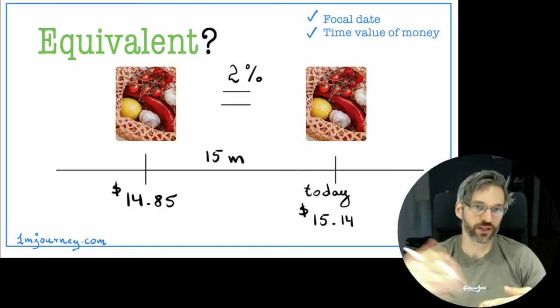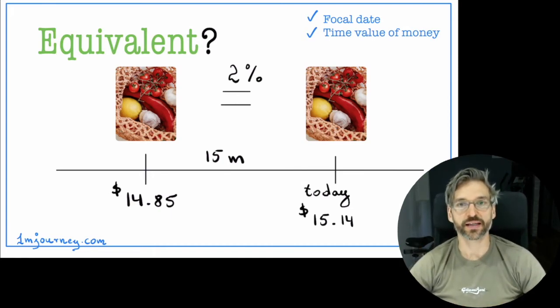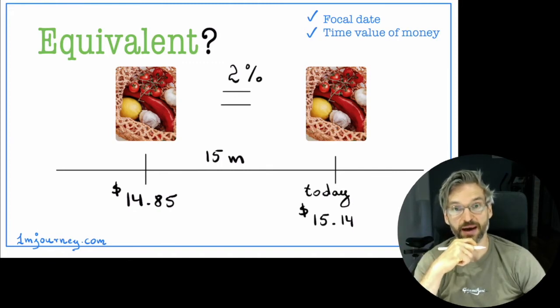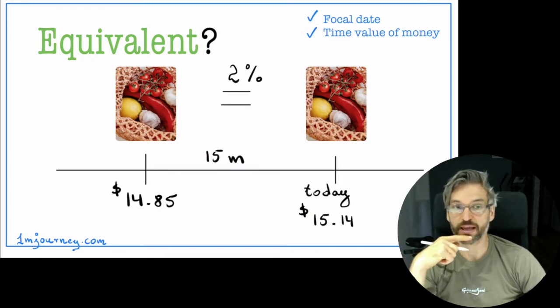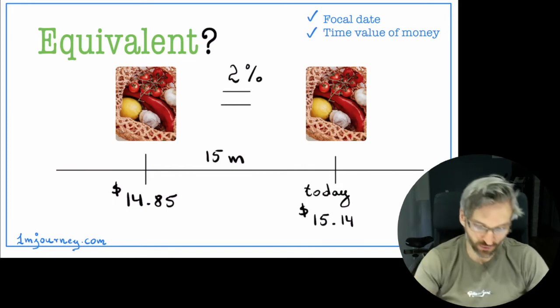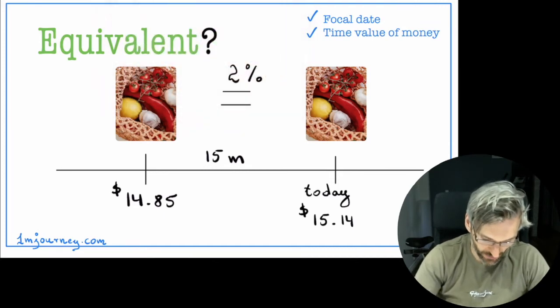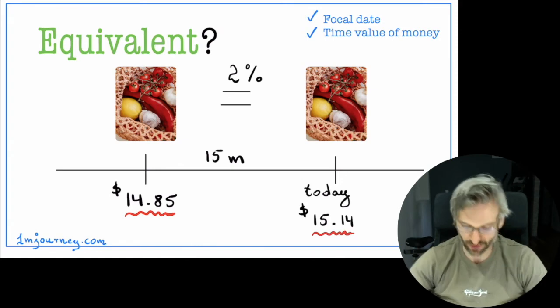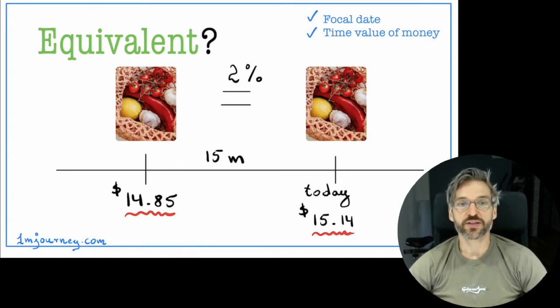So as you're going into the future, the money is not going to be able to buy you exactly the same amount. So these two groceries, if you bought them today, you wouldn't be able to pay $14.85 for them. Obviously, they have gone a little bit higher. Now, in order to really compare these two values, are these equivalent?